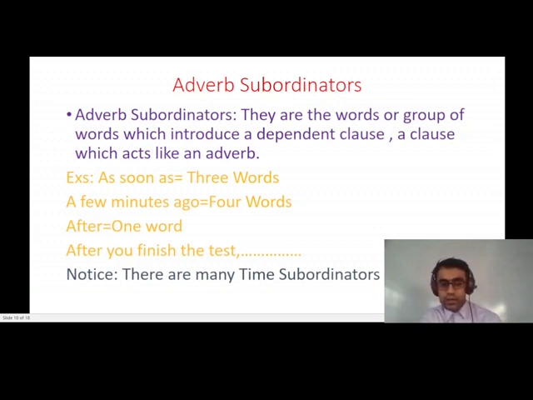For example, as soon as is an adverb subordinator. It's made from three words. As soon as. A few minutes ago. So it's made from four words. After, one word. After you finish the test. This is a complete clause, but still it acts as an adverb subordinator.